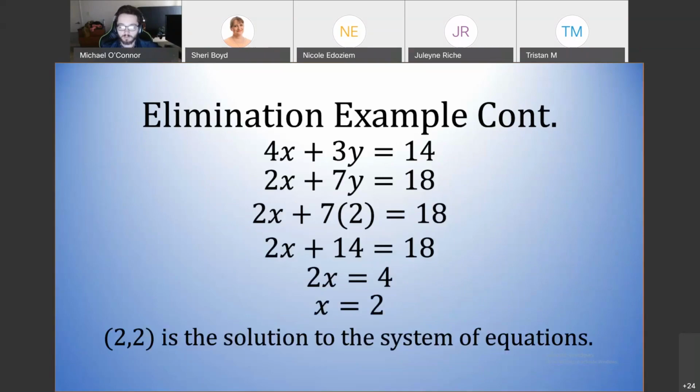Does that make sense, everybody? How to solve a system of equations with two variables using elimination? Yep. Okay, cool. Thank you. Okay.